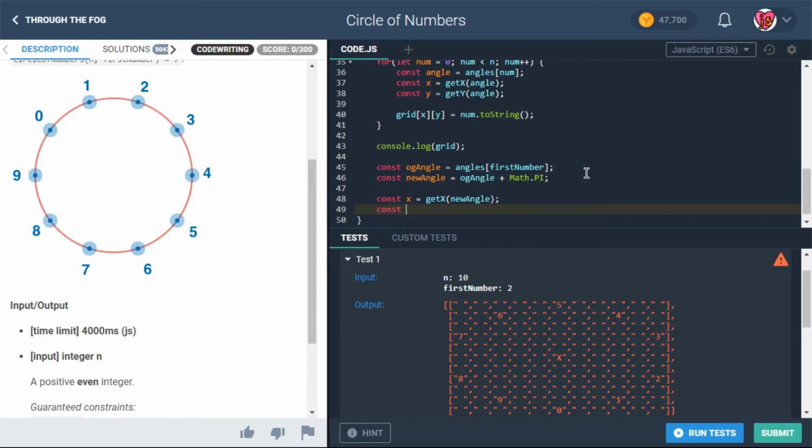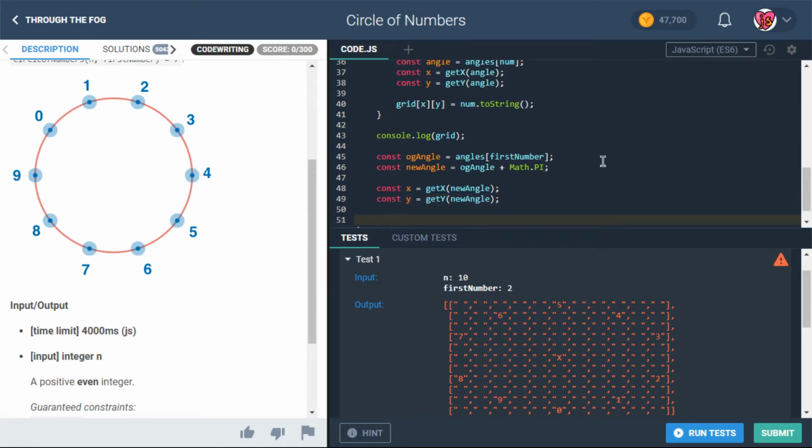Notice how it suggested new there. That's because that's always going to be a keyword. It's a built-in for new objects, which I think we've used. But anyway, so we've got our x and our y for our new angle. I guess I could have called them newX and newY or something like that.